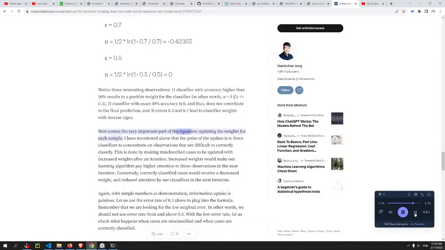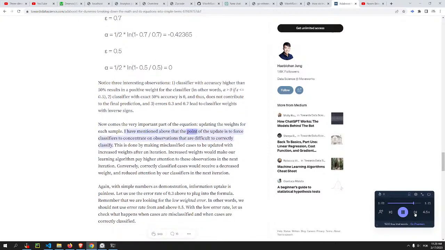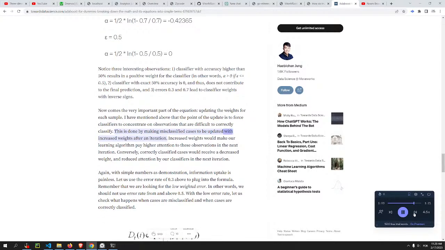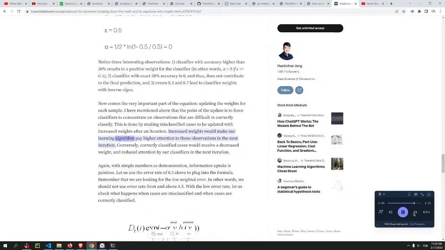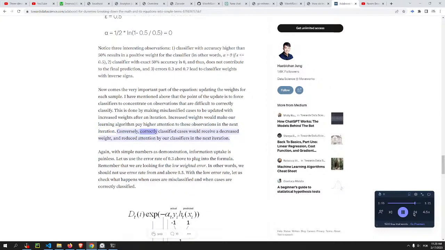Now comes the very important part of the equation, updating the weights for each sample. I have mentioned above that the point of the update is to force classifiers to concentrate on observations that are difficult to correctly classify. This is done by making misclassified cases be updated with increased weights after an iteration. Increased weights would make our learning algorithm pay higher attention to these observations in the next iteration. Conversely, correctly classified cases would receive a decreased weight and reduced attention by our classifiers in the next iteration.